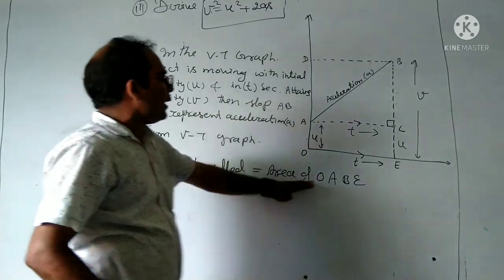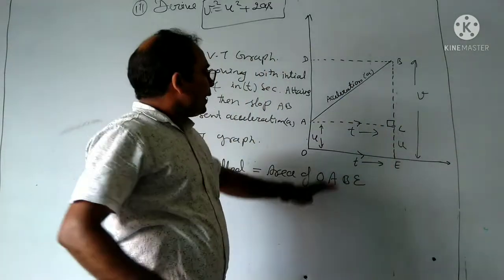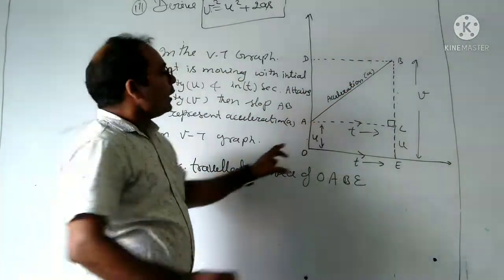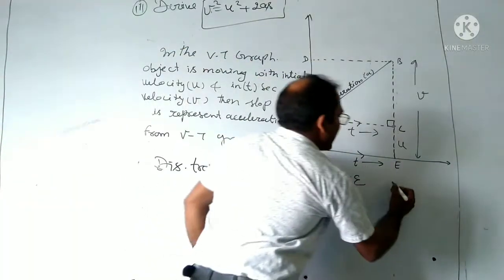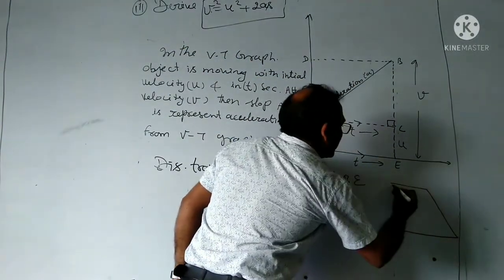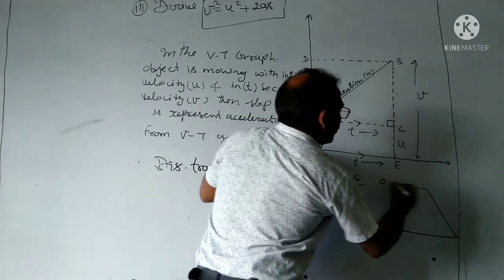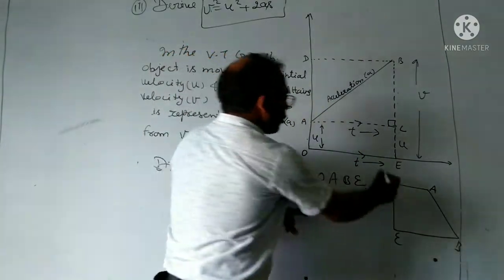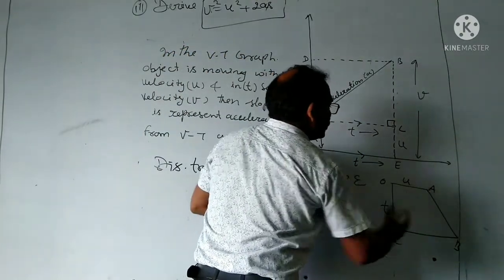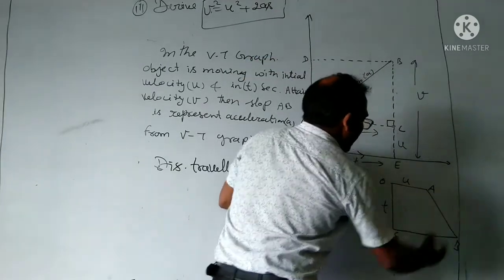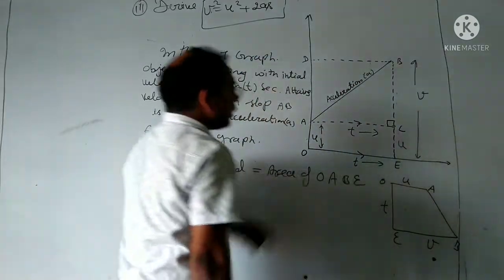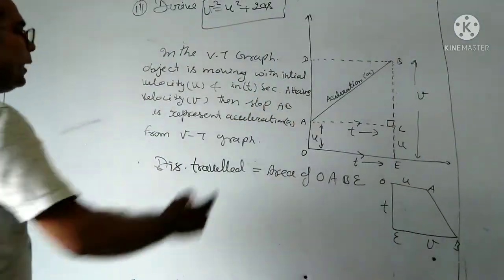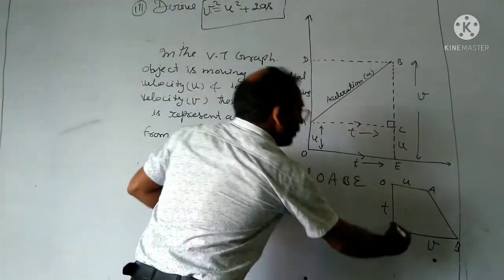Distance traveled equals to area OABE. Students, in the previous equation we used the area of triangle plus area of rectangle. Now if we turn this diagram, it looks like a trapezium also: O, A, B and E. If you can see, this is OE, that is T, OA is U, and AB is the acceleration, and this V is V. From B to E, that is V. Okay, so now what we have to do? Which method will we use for the area of this OABE?